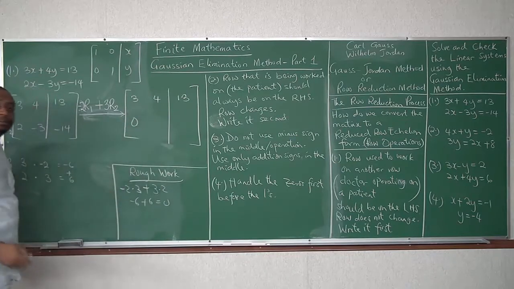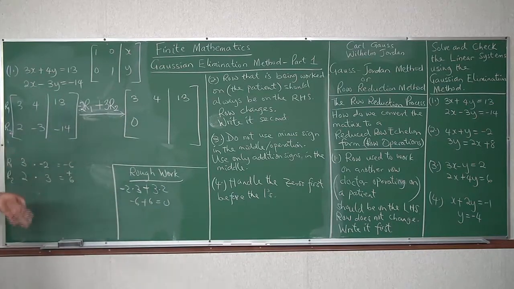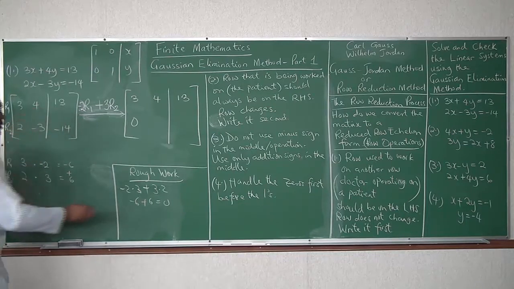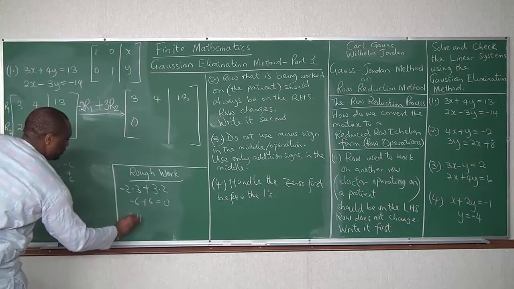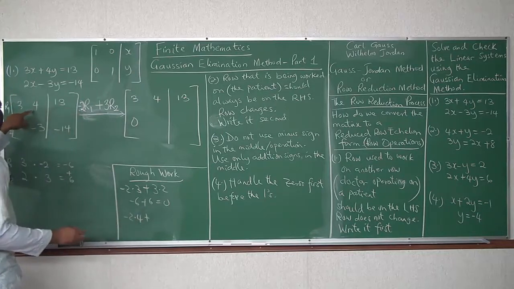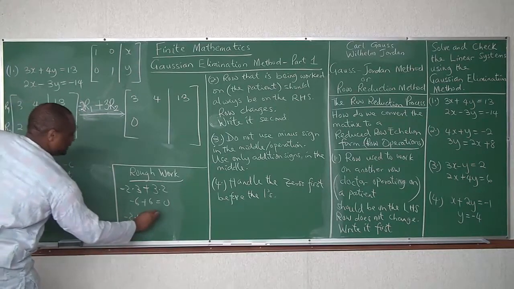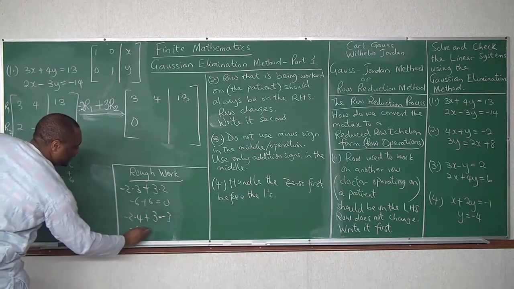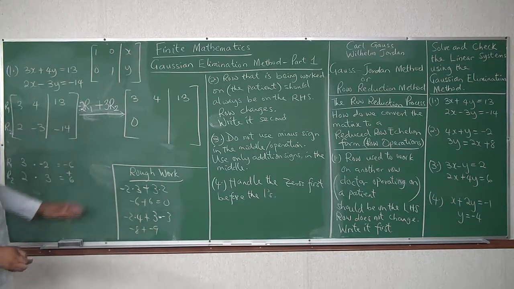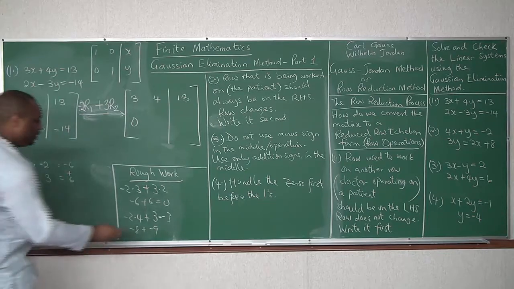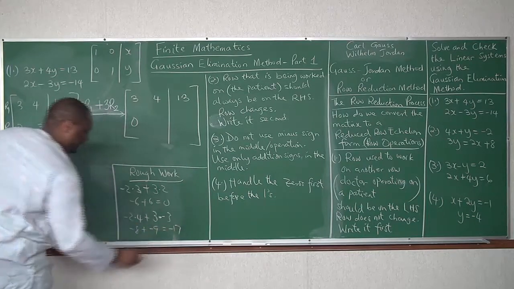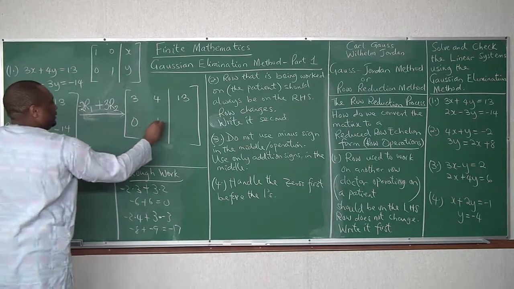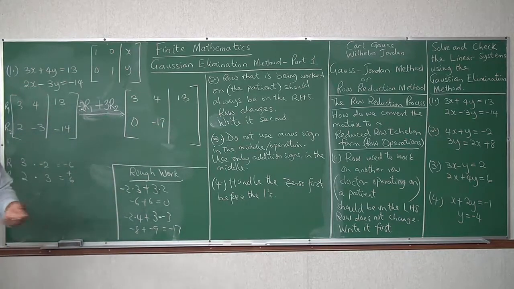You write 0 here. If you don't want to make mistakes, or if you want to be extra careful, you can also do minus 2 times 4 plus 3 times minus 3. So this is minus 8 plus minus 9, which is minus 17. So you can do that.